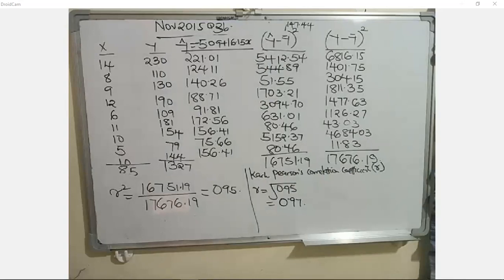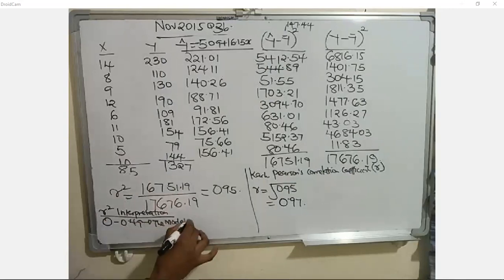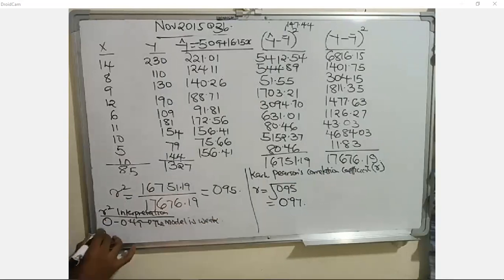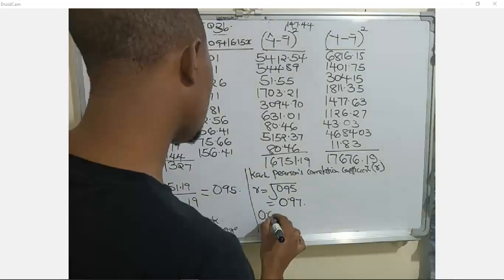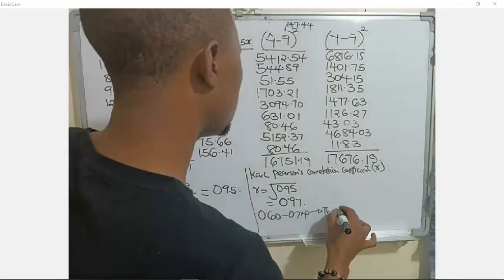Now, I want us to do the other model, which is called the Karl Pearson, because now I want to work on it. I think these answers, you have to factor them somewhere because we shall be able to use them, because the examiner normally asks you about R squared interpretation. When R squared is falling between 0 to 0.49, we say the model is weak. Between 0.50 to 0.59, we say the model is average. Then we have 0.60 to 0.74, we say the model is good.